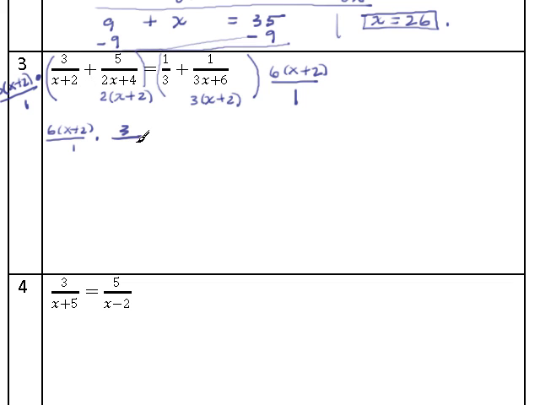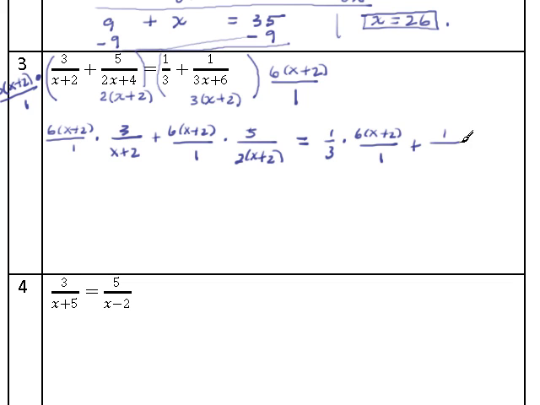Multiply by 3 times x plus 2. Multiply by this, 5 over 2 times x plus 2. Okay, now the right-hand side, we have this 1/3 multiply by 6 times x plus 2, plus 1 over 3 times x plus 2, and multiply by 6 times x plus 2.